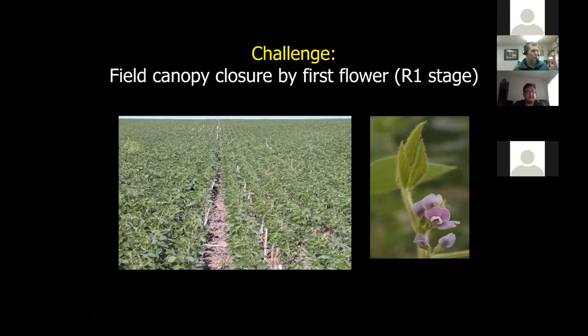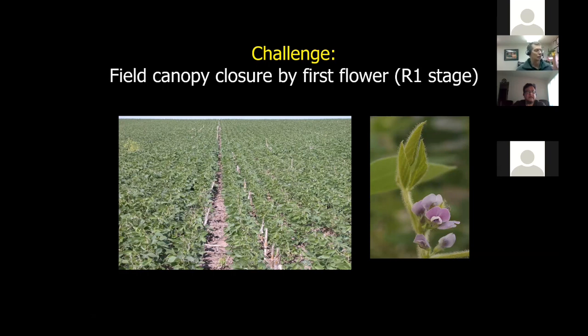So I'd like to challenge you as farmers or crop advisors to see if you can achieve field canopy closure by first flower or R1 stage. That's a tall order, but do you think you can achieve it with wide rows? I don't think so. So that means a canopy closure in at least the first half of July.